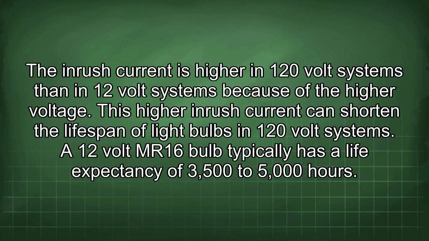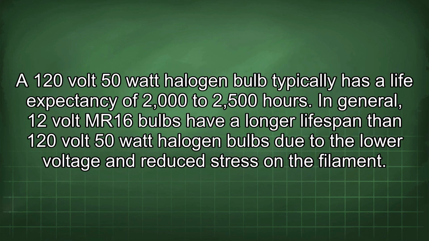This higher inrush current can shorten the lifespan of light bulbs in 120-volt systems. A 12-volt MR16 bulb typically has a life expectancy of 3,500 to 5,000 hours. A 120-volt 50-watt halogen bulb typically has a life expectancy of 2,000 to 2,500 hours. In general, 12-volt MR16 bulbs have a longer lifespan than 120-volt 50-watt halogen bulbs due to the low voltage and reduced stress on the filament.